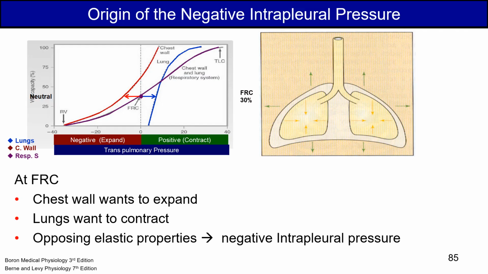What is the origin of the negative intrapleural pressure? Now at FRC, you can see here that the chest wall would like to expand and the lungs would like to contract. And therefore, from these opposing elastic properties, a negative intrapleural pressure is generated.